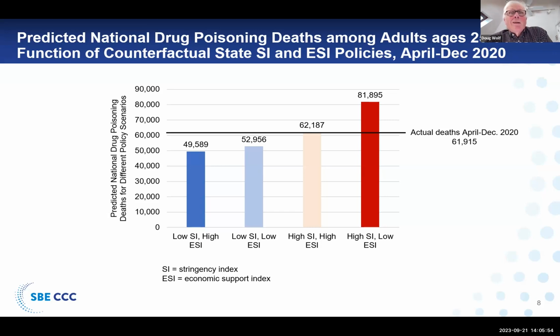And what you can see is that 2 of the 4 scenarios indicate that drug overdoses could have been reduced from what they were if states had adopted different policies, especially if they didn't do much in the way of social interaction restriction, but did a lot with respect to economic support, or didn't do much with respect to social interaction, but not so much with economic support. That's still beneficial. The high on both counts basically gets you to the same place that we actually were in 2020. And finally, if you did lots of social interaction restriction, but not much economic support, there would have been a lot more drug overdose deaths than we actually saw.